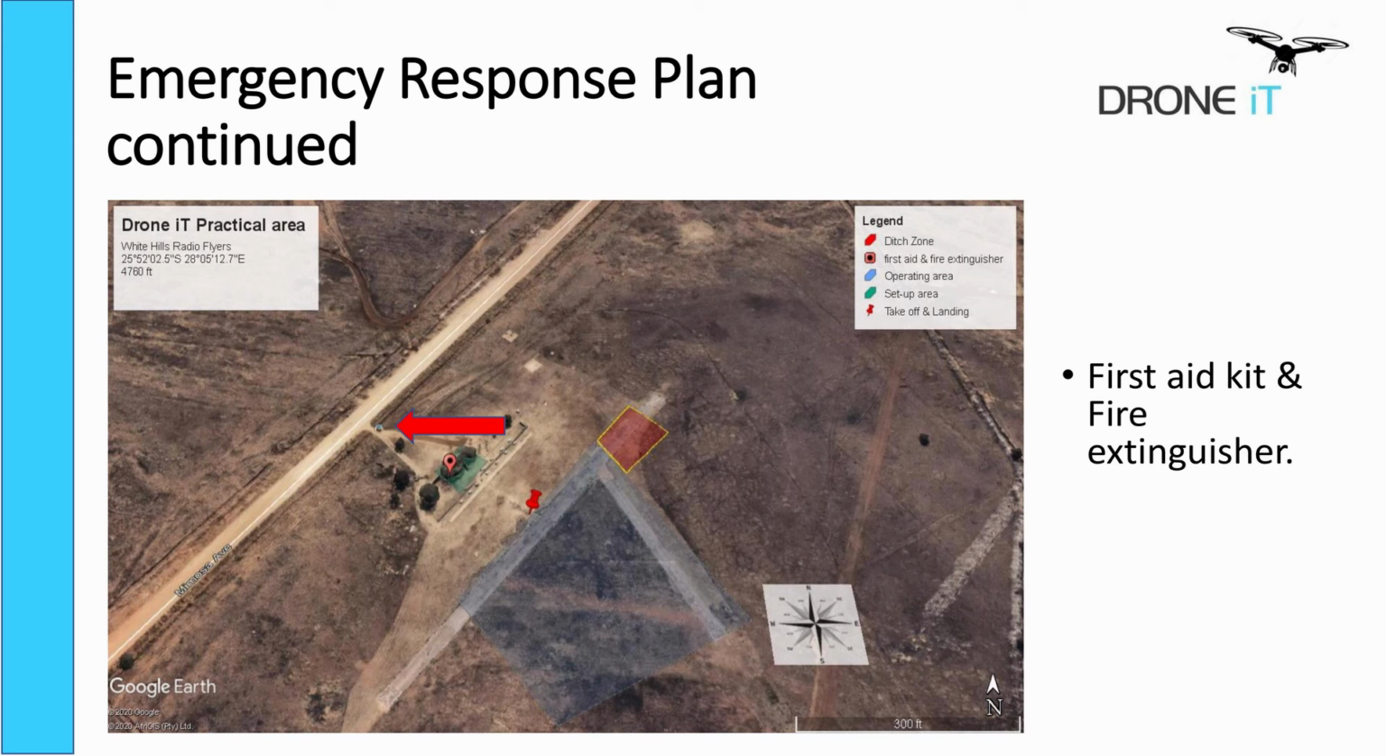Then, as earlier discussed, the ditching zone. The ditching zone should be close to the operating site and not pose a risk or hazard in case of a crash. Then finally, I want to chat about the practical training.